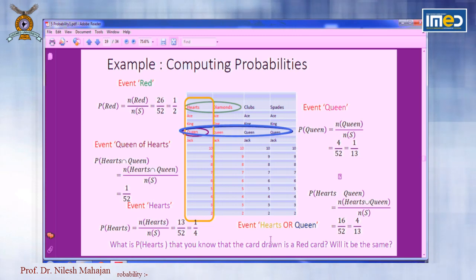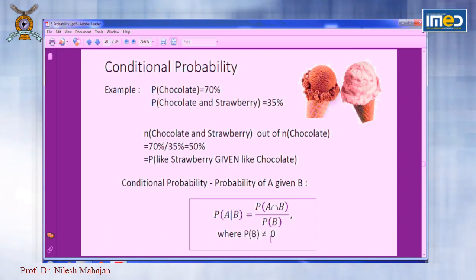And suppose I want hearts and queen. So we consider the union, because for hearts, how many are possible, and the queen intersection is possible, that is 16 upon 52, that is 4 upon 32. Right. So the next definition is conditional probability.